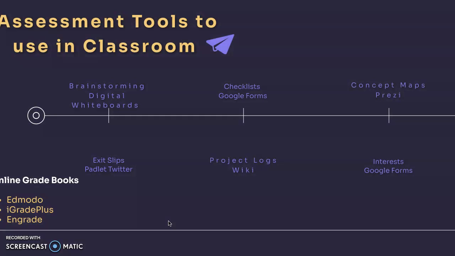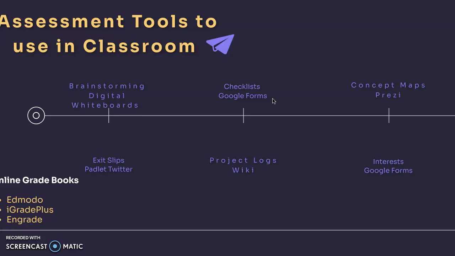And chapter 5 also discussed assessment tools that you can use in the classroom, and I have seen some of these tools used in my previous courses, and this is just a great way to get an idea. So to brainstorm a project, you can use digital whiteboards, and for checklists, you can use Google Forms, and for interest as well, you can use Google Forms. This is kind of like a survey.